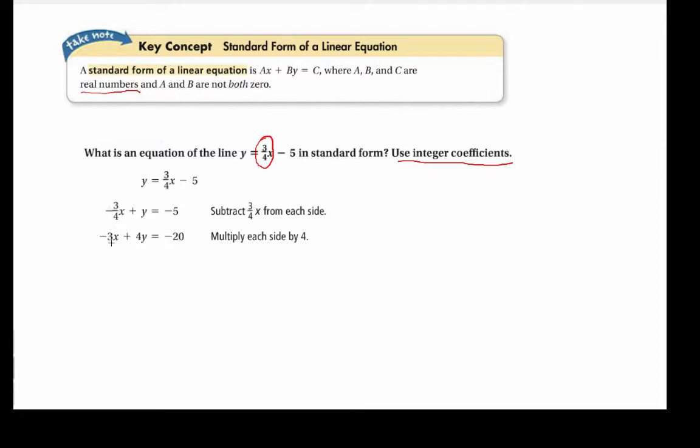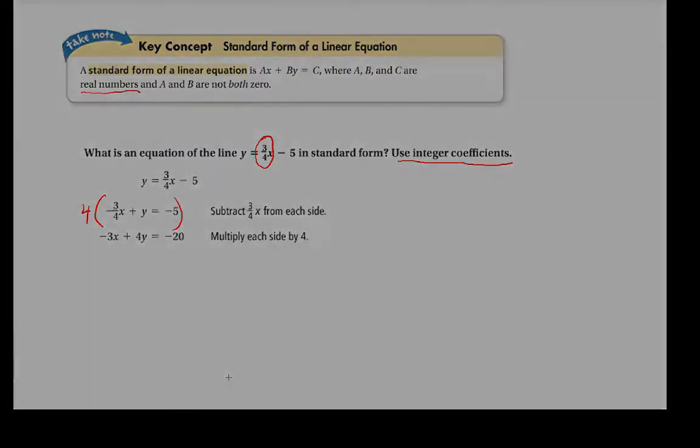-3/4 times 4 is -3. Y times 4 is 4y. -5 times 4 is -20. Don't forget to multiply the constant on the other side of the equal sign. Okay, so this becomes, we're using the distributive property here. And as long as we multiply both sides of the equation by 4, we don't change the value of the equation at all. So that's how we rewrite in standard form. Get x and y on the same side, clear any fractions.